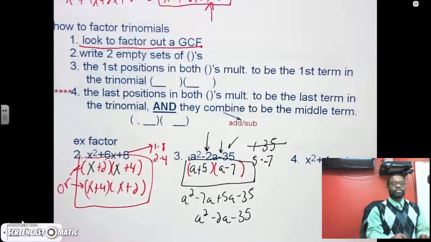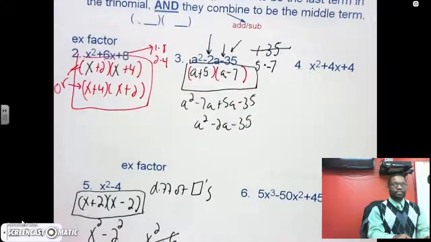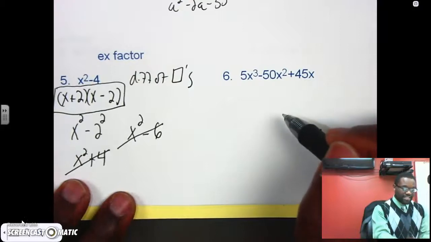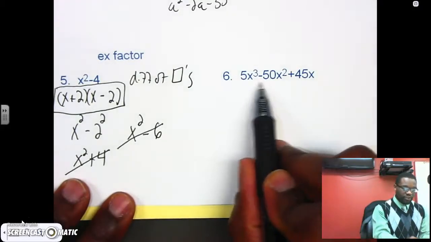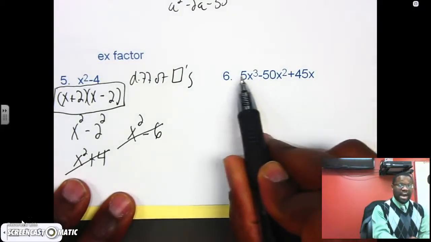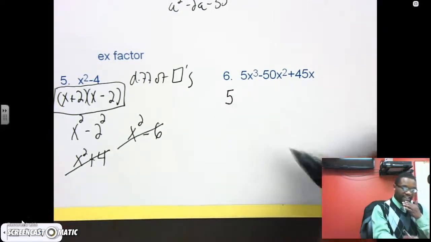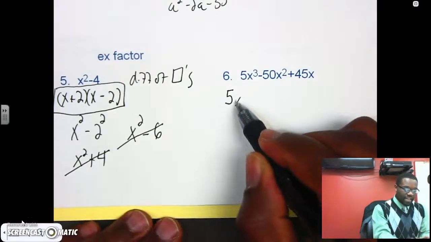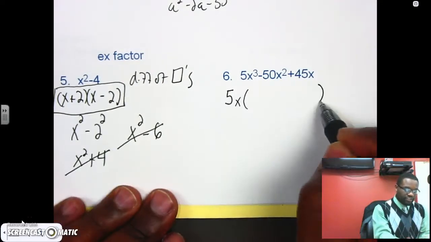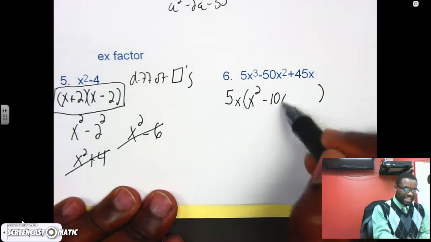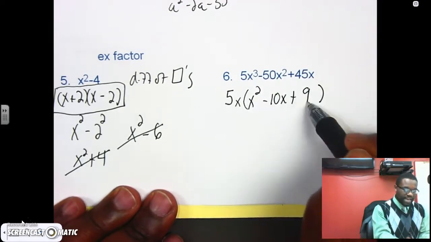The first rule on every single one of these is to look for a greatest common factor. So far, we haven't had one, and so now I'm going to show you what it's like to have a greatest common factor. Notice that each one of these has a 5. So I'm going to factor out a factor of 5, I should say. And they all at least have one x. So I'm going to factor out 5x. And what I have left is x squared minus 10x plus 9.